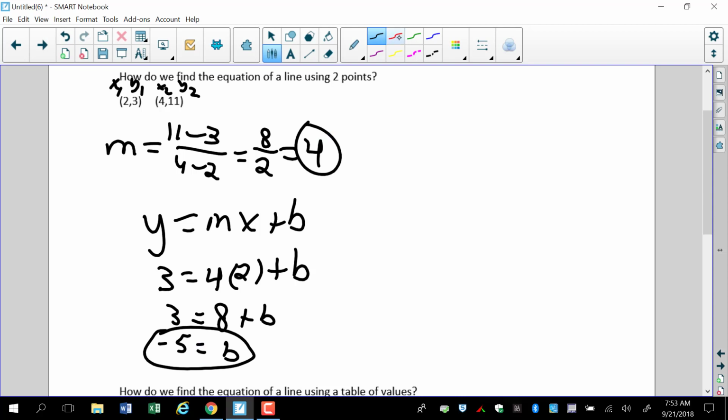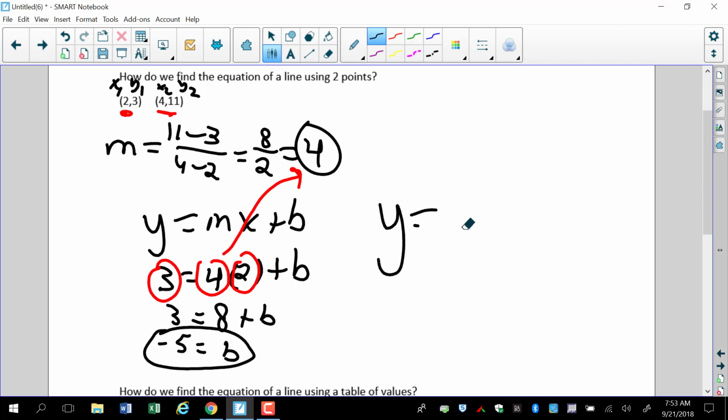Now the trickiest part to this, and I'll circle it in red, is understanding that you have to substitute in this step for either one of those points. If you used 4 and 11, you would put 4 here and 11 here. It would still give you the same negative 5: 16 minus 11 gives you negative 5. But you have to know this step. Plug in your slope, which you get from here, and your 2 and your 3, and that will give you a way to find the b. Otherwise, you can't solve the problem.